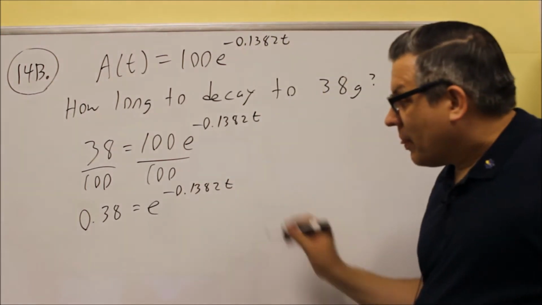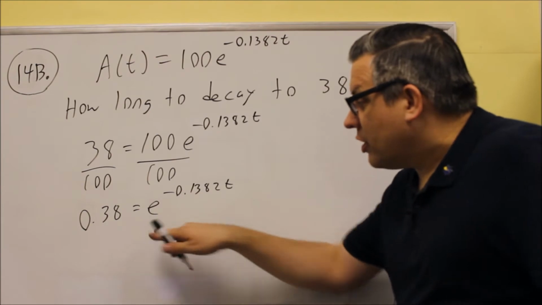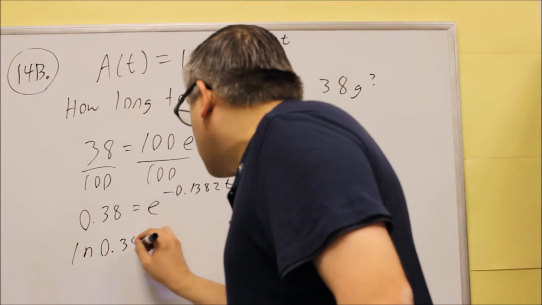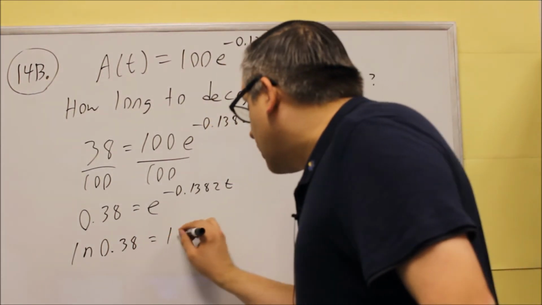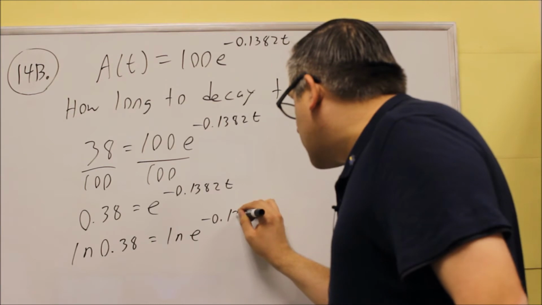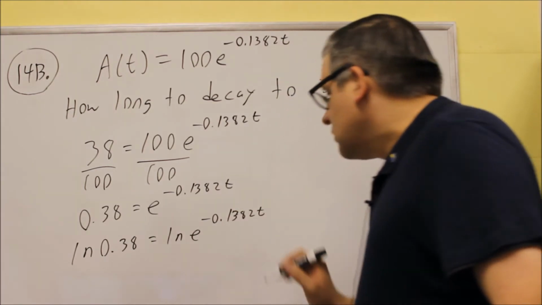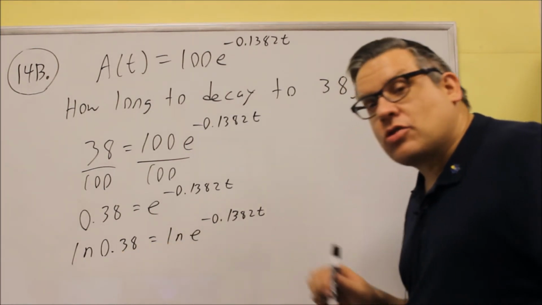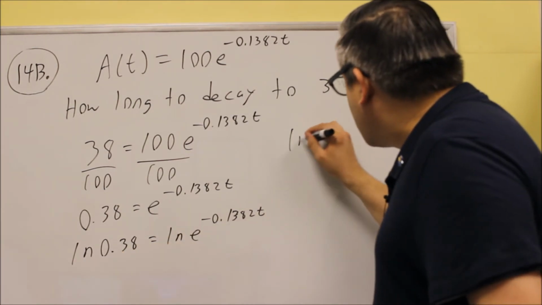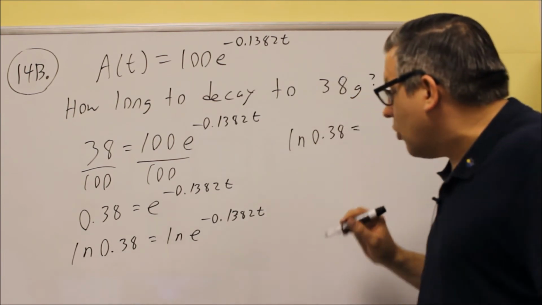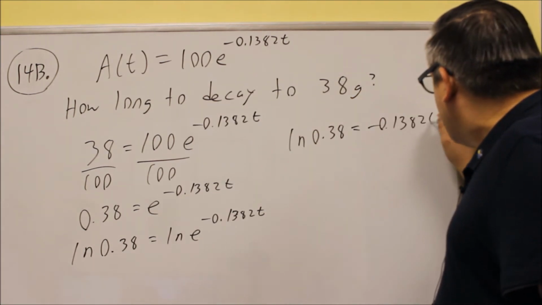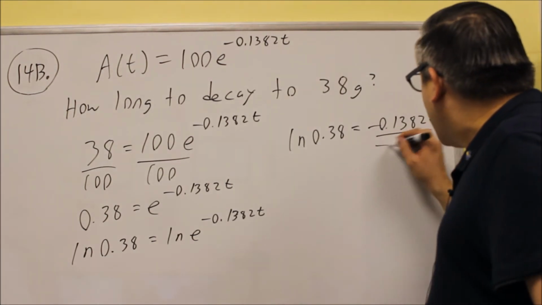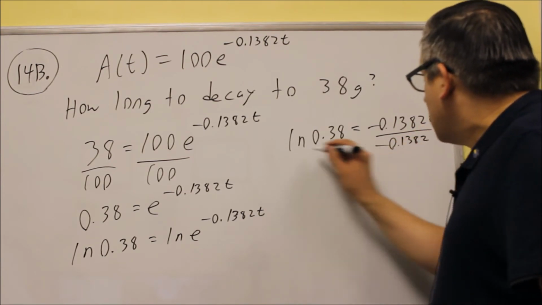You want to get the T by itself, so in order to do that we need to get rid of the e, and you can do that by taking the natural log of both sides. So we're going to take the natural log of 0.38, and we're going to take the natural log on the other side here. The natural log and the e are going to cancel out. That's the whole reason for taking the natural log of both sides. And what you'll be left with is natural log of 0.38 is going to equal negative 0.1382 T. And so then you want to solve for the time. So we're going to divide both sides by this decimal.